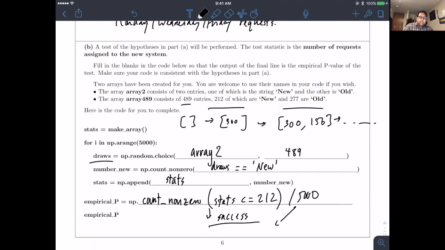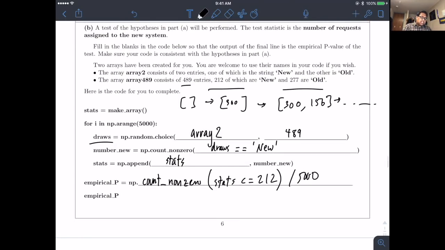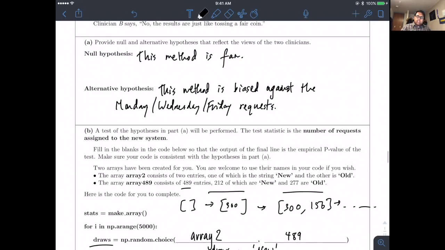We also need to divide by the number of trials, which will give us our empirical p-value. And so this is the final solution to this part of the problem. This simulation and this empirical p-value will give you a probability for this occurring. And once we get this value, we can use it to analyze whether or not this assignment system is biased.